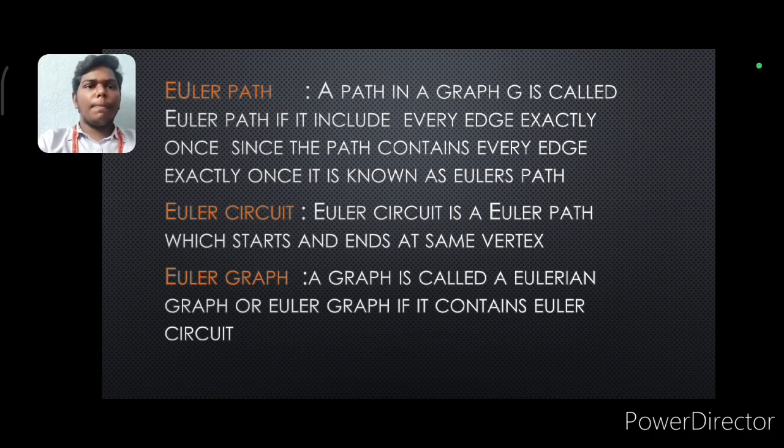Euler's path. A path in a graph G is called Euler path if it includes every edge exactly once. That is, since the path contains every edge exactly once, it is known as Euler's path. Euler circuit. Euler circuit is an Euler's path which starts and ends at the same vertex. Euler graph. A graph is called an Eulerian graph or Euler graph if it contains an Euler circuit.